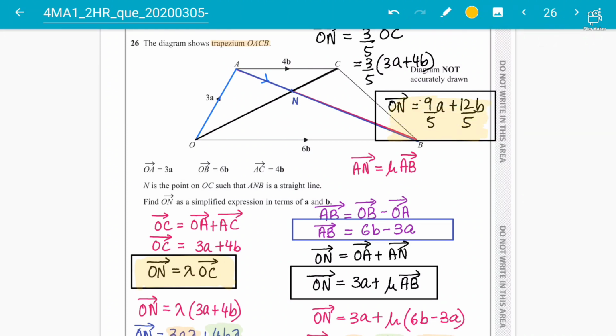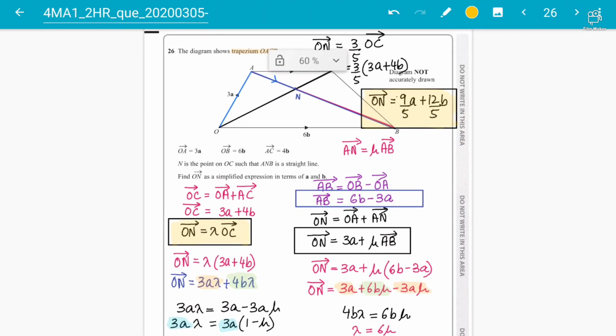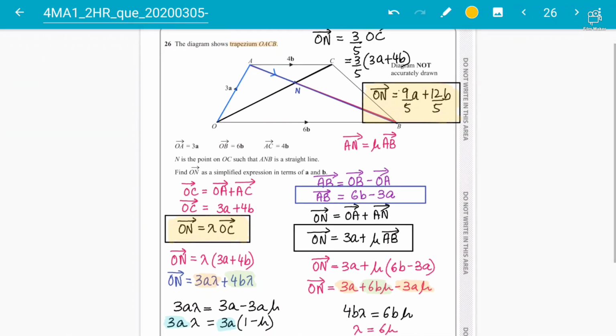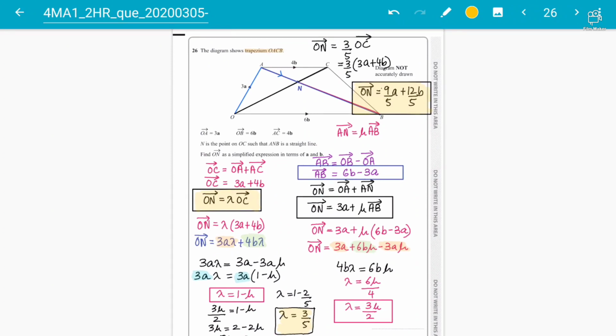This is very important to understand: in the vectors of Pearson Edexcel for MA1, for MB1, you have to make the equations with lambda and mu. Two simultaneous equations need to be solved, and that is how the whole working in a nutshell will look.